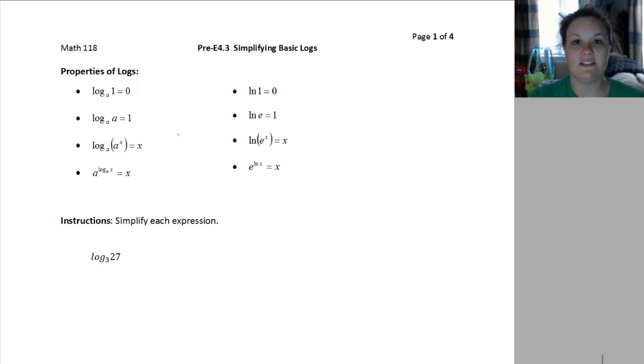Okay, so this is PreE-4.3, which is simplifying basic logs. So I'm first looking over the properties of logs we went over at the end of E4.2, which is just our basic properties that we need to be aware of. These are all things that we can simplify or solve for in order to figure out how to simplify them. But if we can remember them, that's even better.